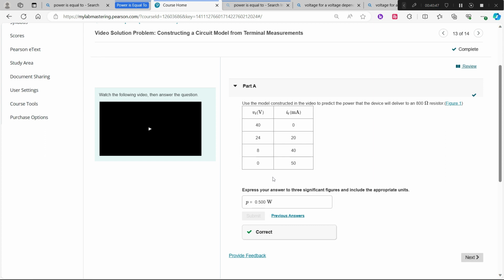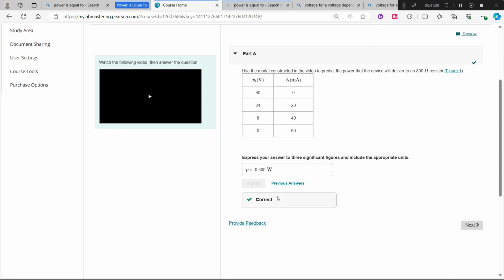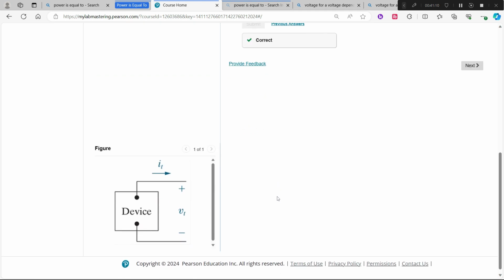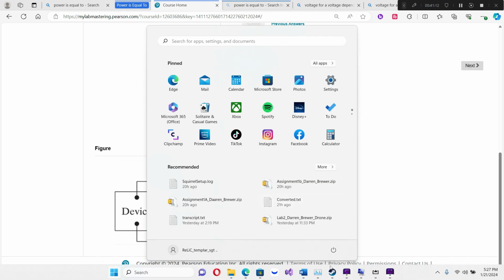What is the predicted power that the device will deliver to the 800 ohm resistor, using the model? What is power equal to? Power is equal to voltage times current. So I need to find the voltage and the current going across the third one. So let's draw a diagram.